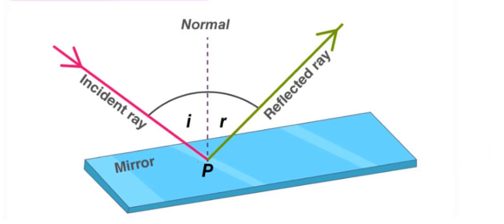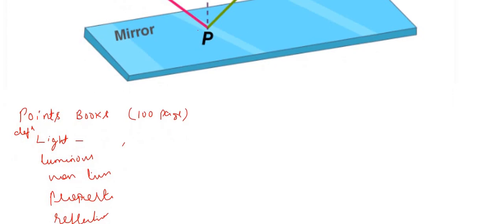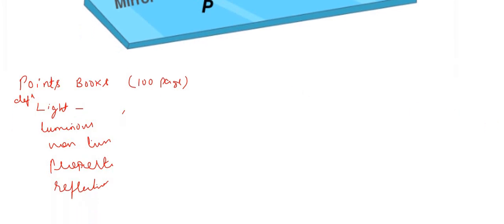All of you should maintain a 100 pages points book for physics, and write all the points in that. By looking into this video, you need to make notes: what is light, what is a luminous object, what is a non-luminous object, what are the properties of light, and what you mean by reflection of light. Make notes on the things we discussed today. The remaining things we'll see in the next class.